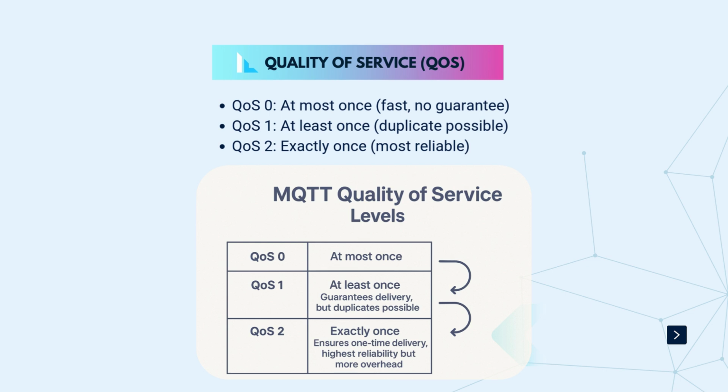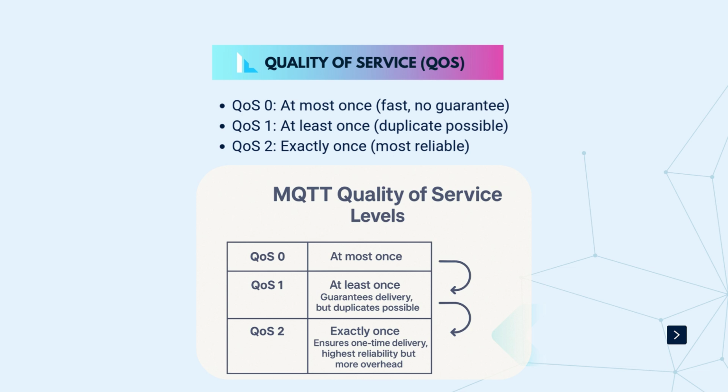This is useful when losing a few messages is not critical, like sending temperature updates every second. QoS 1, at least once. Here, the broker guarantees that the message will reach the subscriber at least once, even if it means duplicates. This is like sending a parcel with delivery confirmation. If you don't get a confirmation, you resend it.